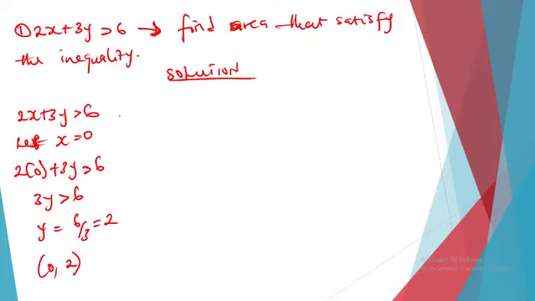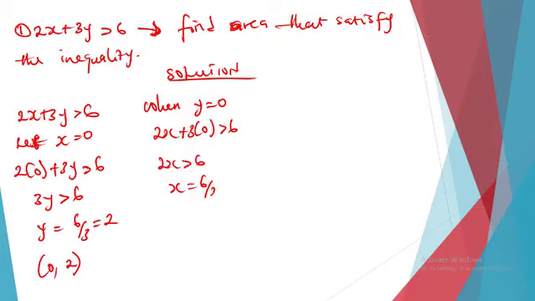Then for the second, we now let y be 0. When y equals 0, we have 2x plus 3 into 0 being greater than 6. 2x is greater than 6, and x is equal to 6 divided by 2, which is 3. The second coordinate is (3, 0). When y is 0, x is 3.